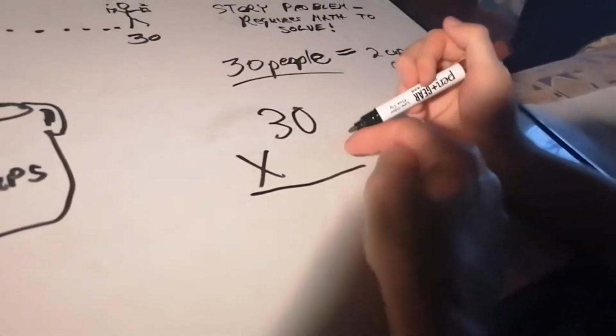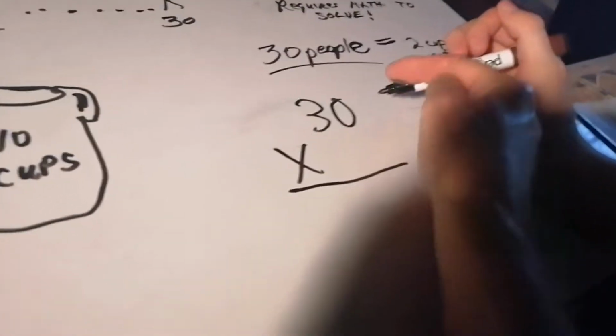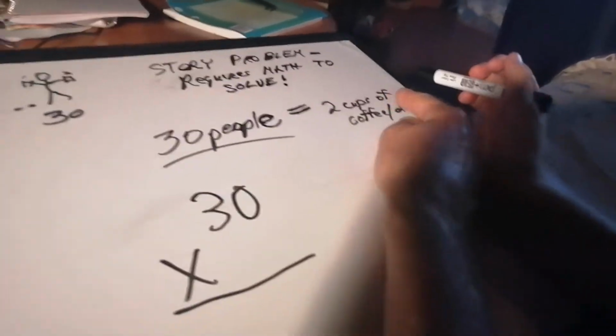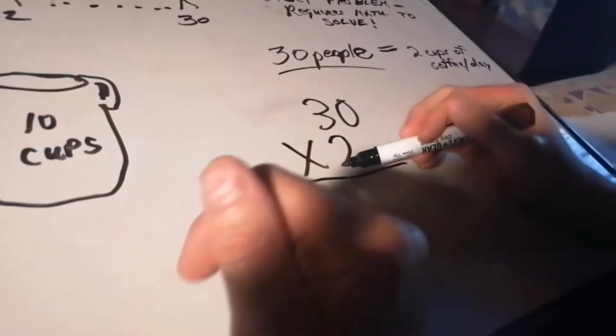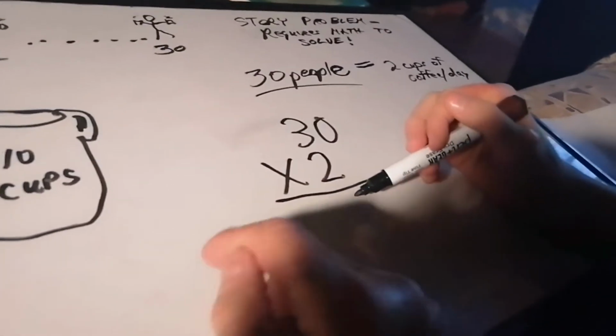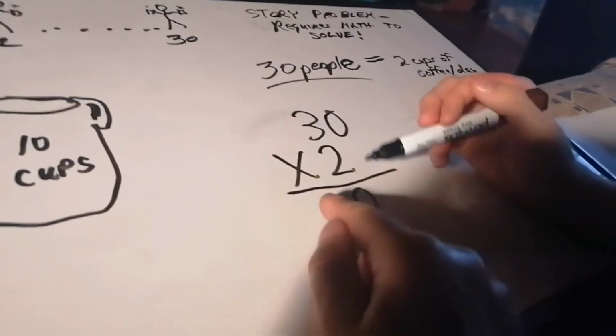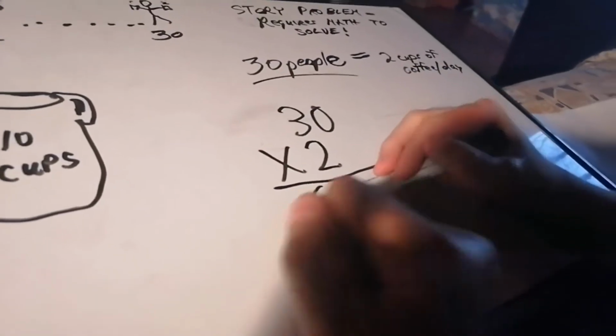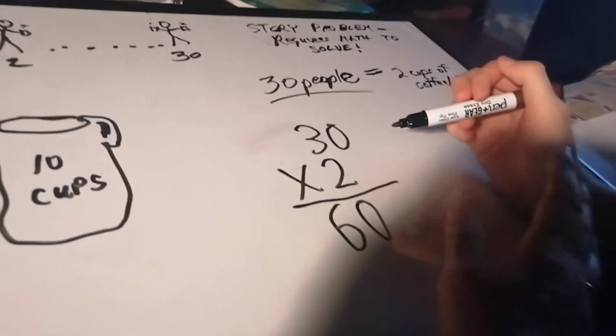So what are you going to put here? 30 people have 2 cups of coffee per day. So put a 2 there. Now multiply it out. 2 times 0 is 0. 2 times 3 is 6. So 60 what?